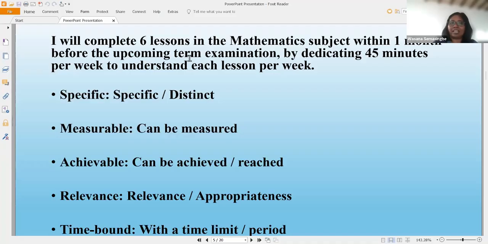What is the grade? How many lessons? What is the subject? What is the duration? Everything is clear, very specific. And can you measure it? Yes, it can be measured. Why?